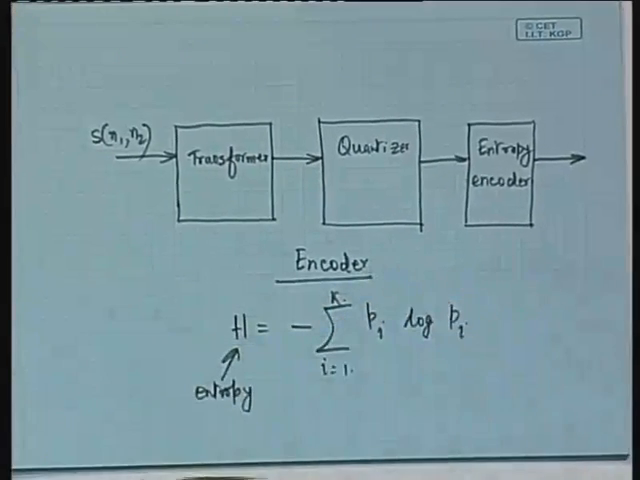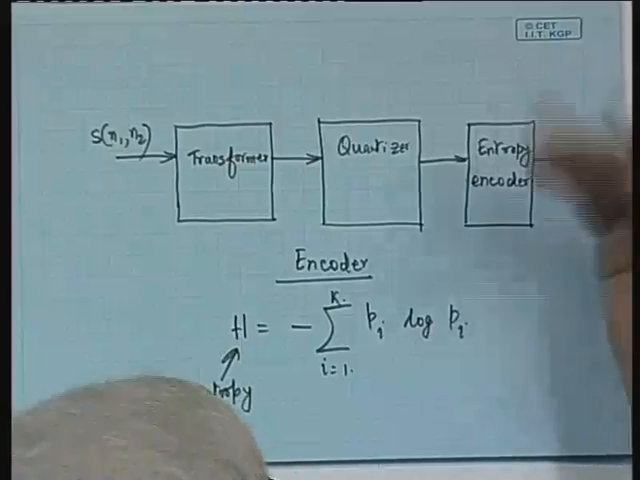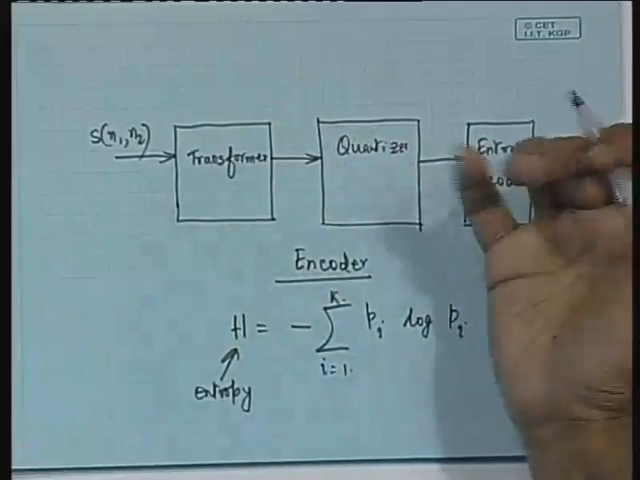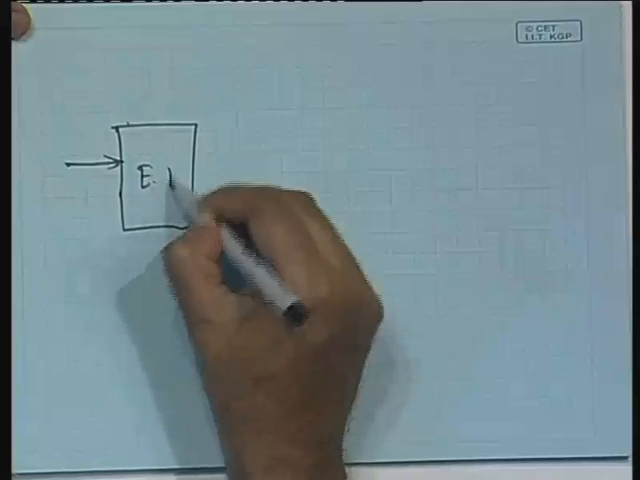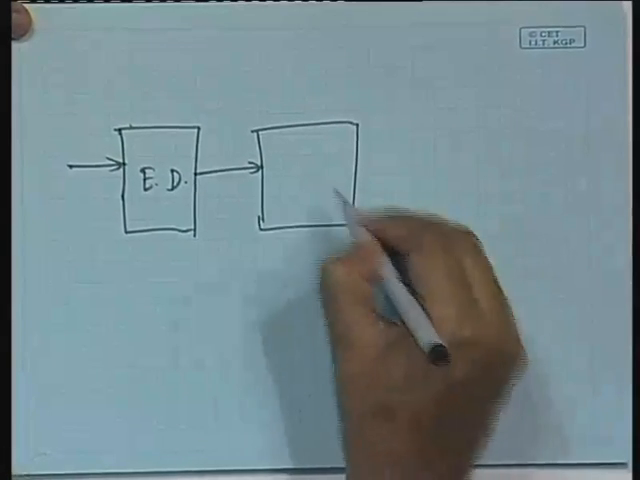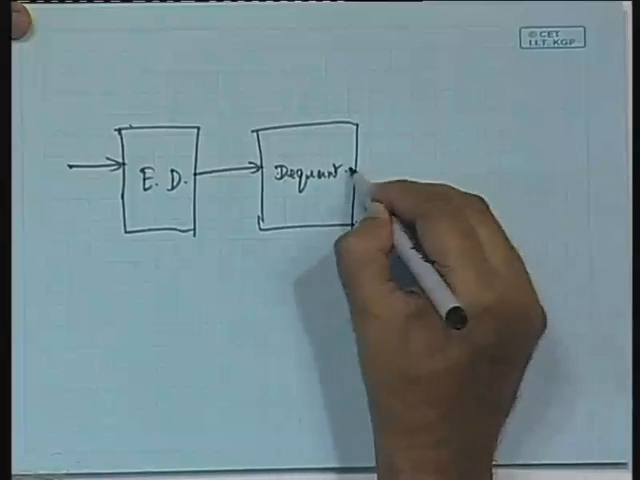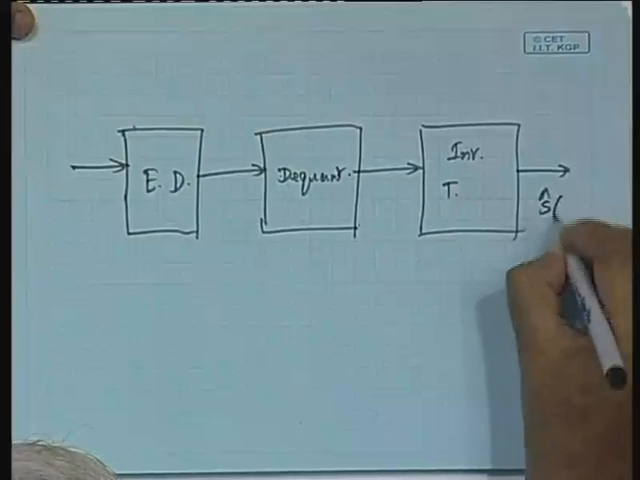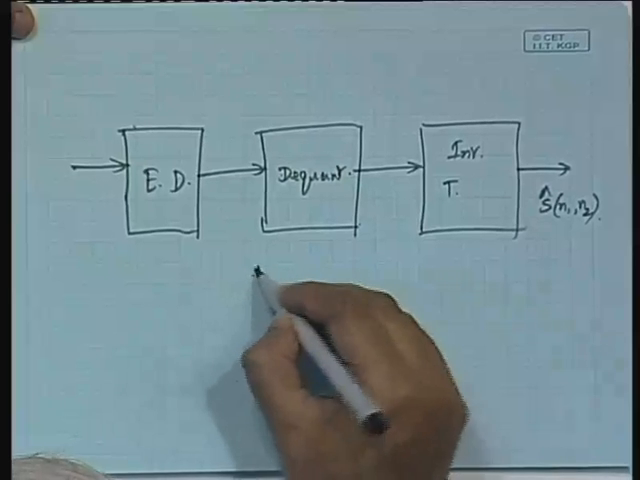Now, we have to do a reverse of this process at the decoder end. This is our encoder end, and at the decoder end we must do the exact reversal of this. I need not draw the block diagram. It will first be the entropy decoder, then a dequantizer, then an inverse transformer, and at the end what will you get? S cap of N1 N2. So, just to quickly show you, this is the entropy decoder, this is the dequantizer, and the next one is the inverse transformer, and the output is S cap of N1 N2. So, this is going to be our decoder.